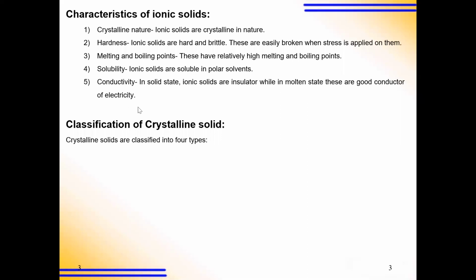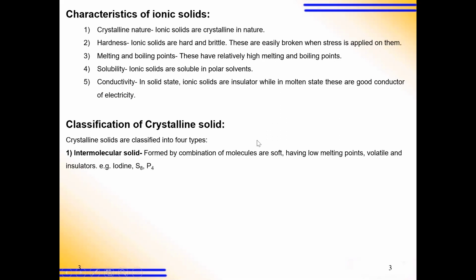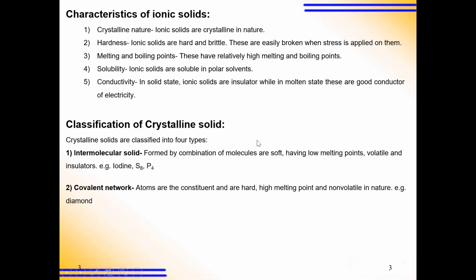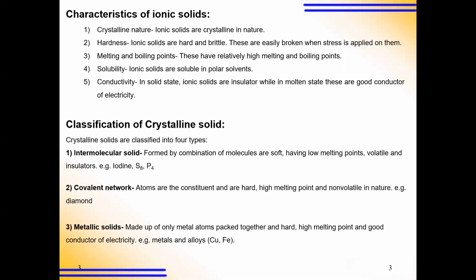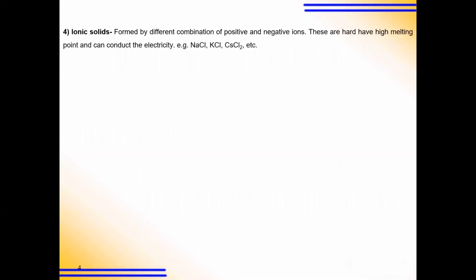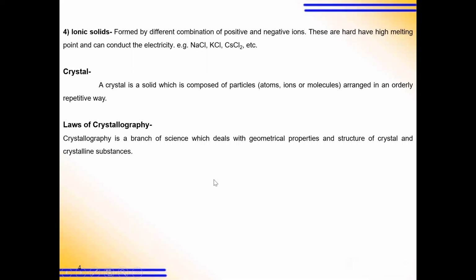Now, crystalline solids are classified into four types: molecular solids, covalent network solids, metallic solids, and ionic solids. So these are the four types. This is not included in your syllabus, so we do not go into the details of this one. The crystals part is the important part in your syllabus.